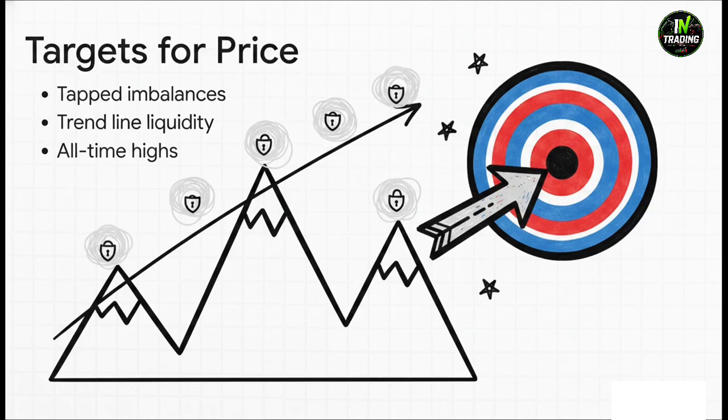If you're looking for a target for a long position, you need evidence. Are you targeting tapped imbalances? Is there a super obvious, almost too perfect trend line that retail traders are hiding their stops behind? Is there a cluster of seller liquidity just resting above previous highs? Or hey, are we nearing all-time highs? When you spot a whole cluster of these factors lining up, a move to sweep that external liquidity is incredibly probable.